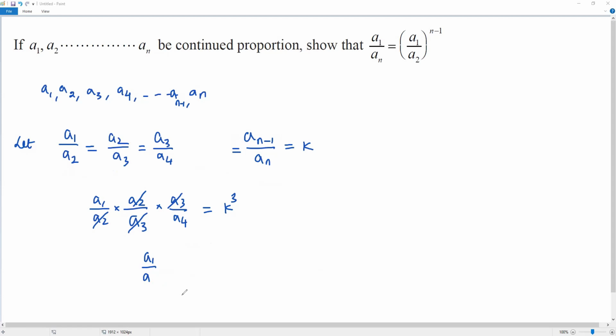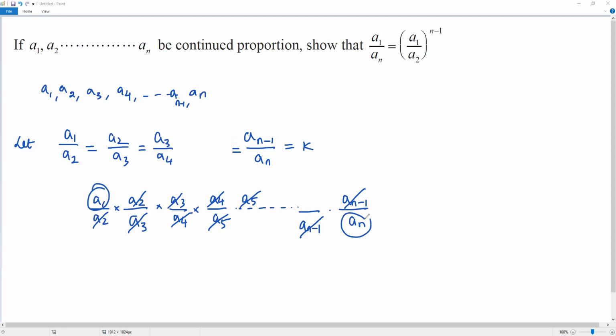Instead of multiplying just three terms, we can multiply all the terms we have over here. Then we get a4 divided by a5. It will keep going like this. At last, we have a(n-1) divided by an. Also in the previous term, the denominator will be a(n-1), and in the next term the numerator will be a5. Here a4 will cancel, a5 will cancel, a(n-1) will cancel out. So we get a1 in the numerator and an in the denominator, that is a1 divided by an.